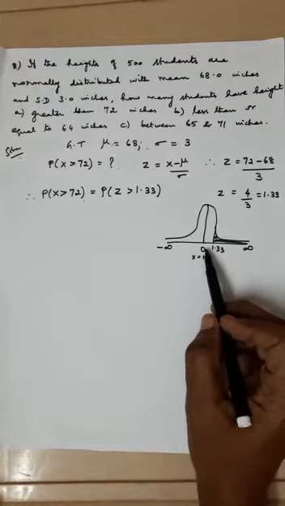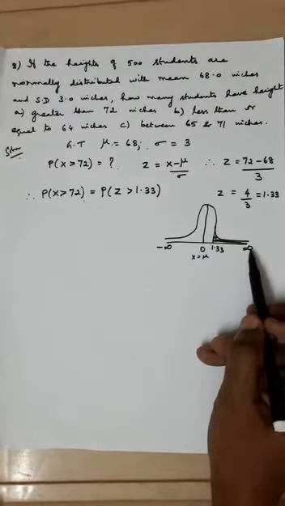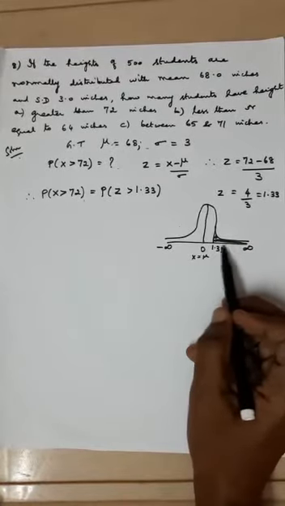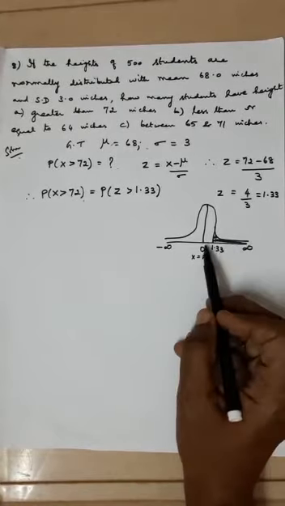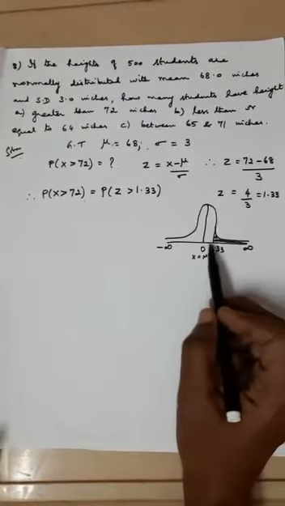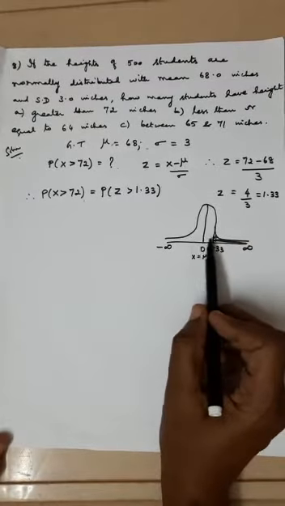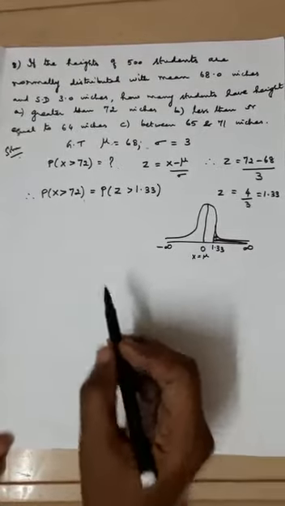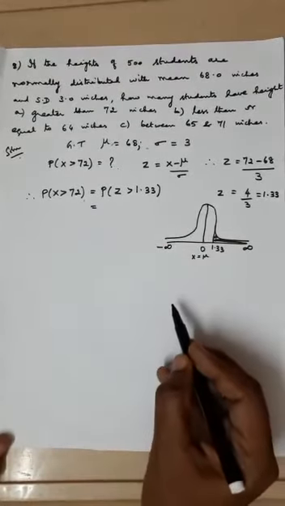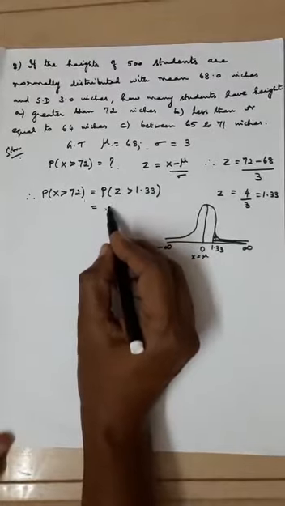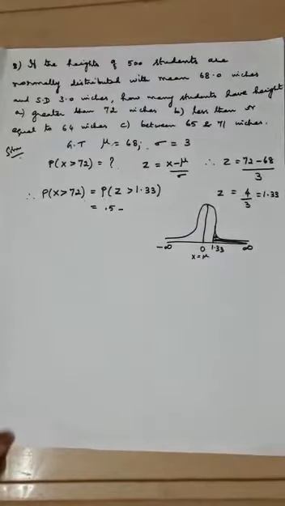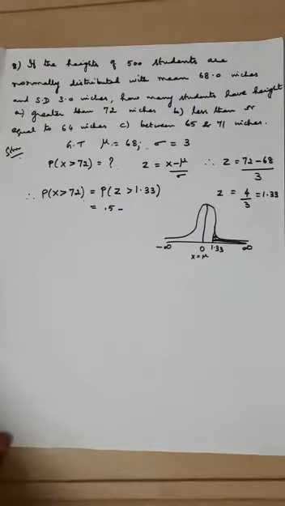So we know that the area from 0 to infinity is 0.5. But we want the area greater than 1.33, which is the shaded area. So Z greater than 1.33 is this part. So from 0 to infinity, we know it is 0.5. So from 0.5, if I subtract this area from 0 to 1.33, I will get the shaded area. So Z greater than 1.33 is nothing but the total area, which is 0.5, minus the area under Z is equal to 1.33.